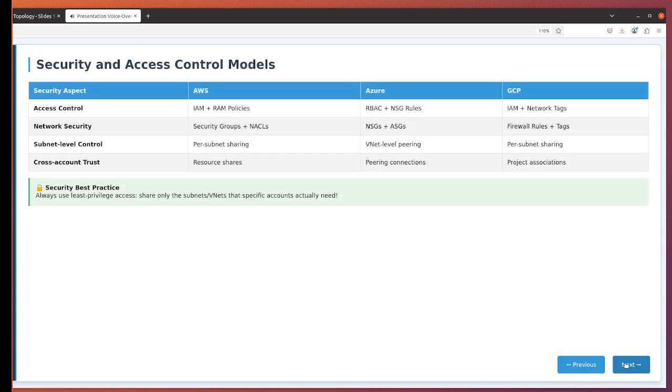Security and access control. Security models differ subtly but importantly across providers. Understanding these differences is crucial for proper implementation. AWS gives you granular control through IAM policies and resource shares. You can limit which subnets specific accounts can access, and what actions they can perform. Azure relies on RBAC and network security groups. The hub-spoke model naturally creates security boundaries between different spokes. GCP's IAM integration is probably the most flexible, allowing you to grant specific permissions at the subnet level, even down to individual operations like creating instances.